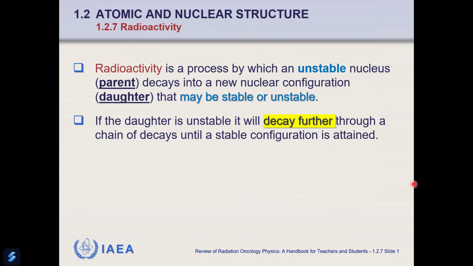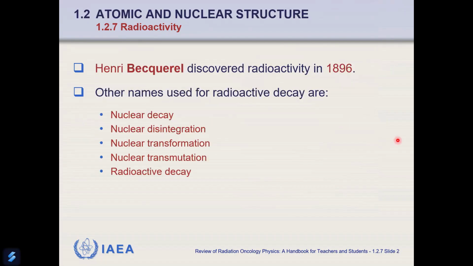All right. So if an unstable parent decays to give a daughter, the daughter can further decay into a granddaughter nucleus. Okay. And this would continue to occur until a stable configuration or a steady state is achieved. All right. So it can be a series of decays from parent all the way to the ground state configuration. It was discovered in 1896 by Henri Becquerel.